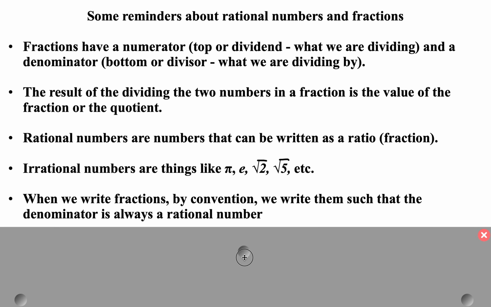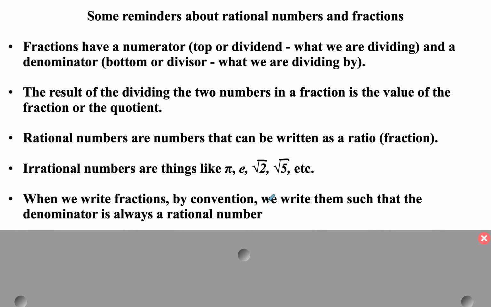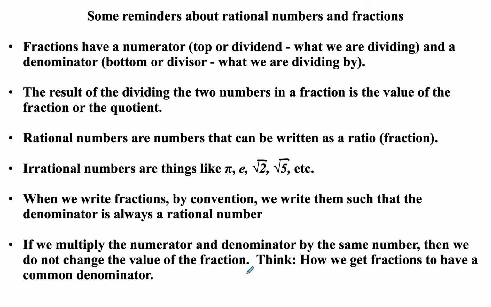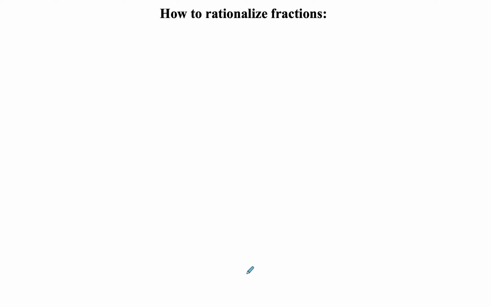When we write fractions, by convention, you want to make sure you write them such that the denominator is always a rational number. It's okay to have the numerator being irrational. So the square root of 2 over 2, that would be okay. 2 over the square root of 2, that would not be okay. And last, if we multiply the numerator and denominator by the same number, then we do not change the value of the fraction. This is the same way that we got common denominators when we added and subtracted fractions some time ago. Okay, how to rationalize fractions.